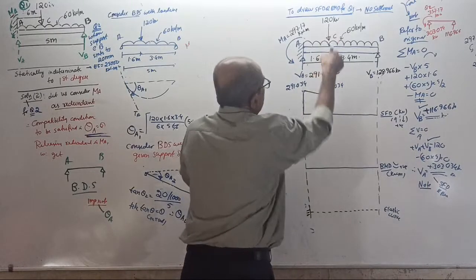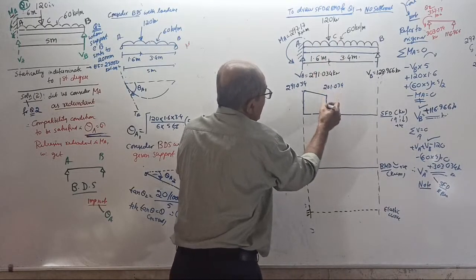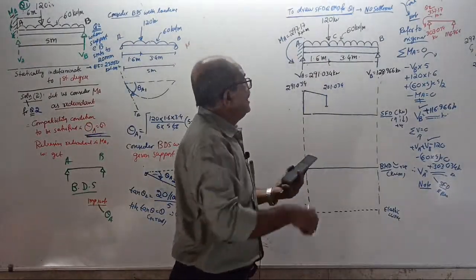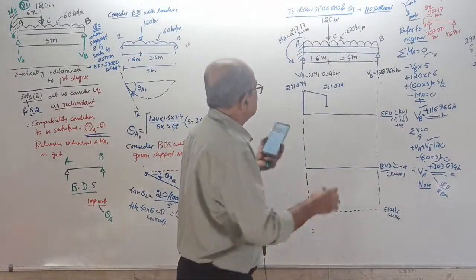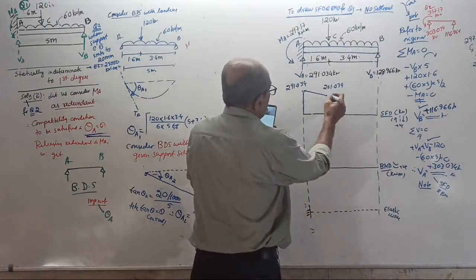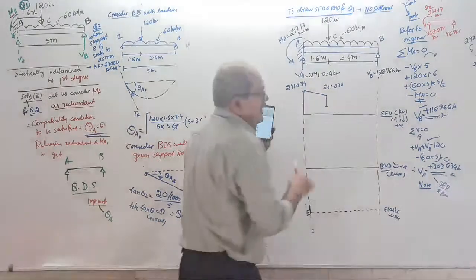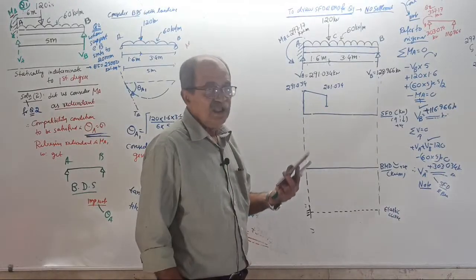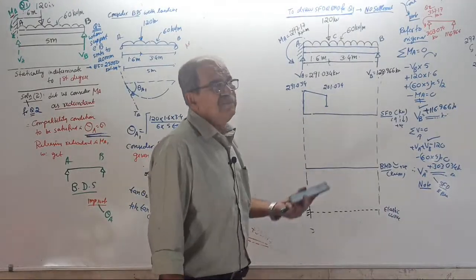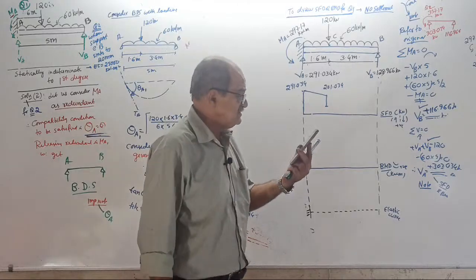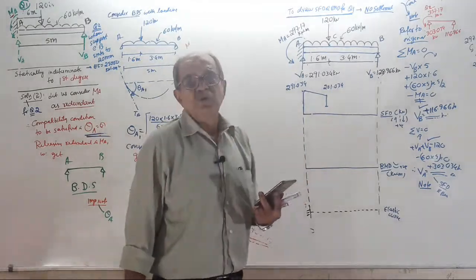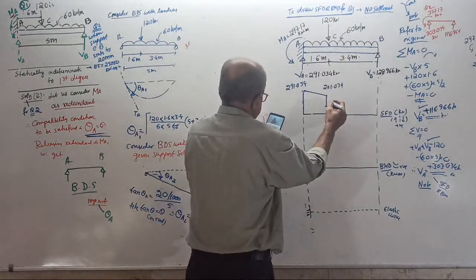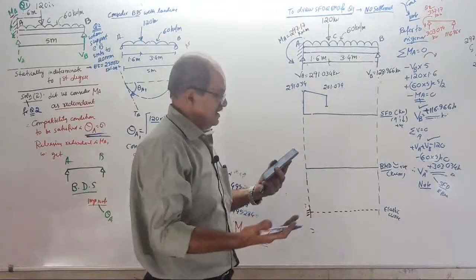201.034. Then come down by 120. Still you are above the baseline. Answer. Come down by 120. Still you are above the baseline. How much ordinate? If anybody asks, sir, not clear means, go to SFD-BMD classes. This is not the time to discuss SFD-BMD. Hey, tell me, come down by 120. You are not telling any answer.